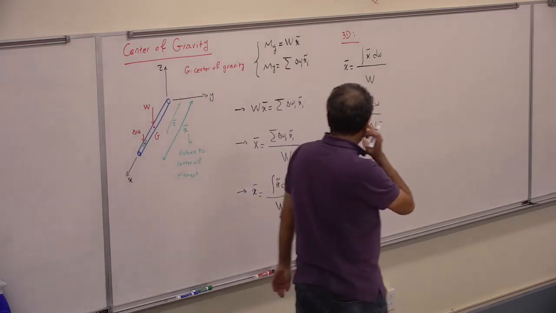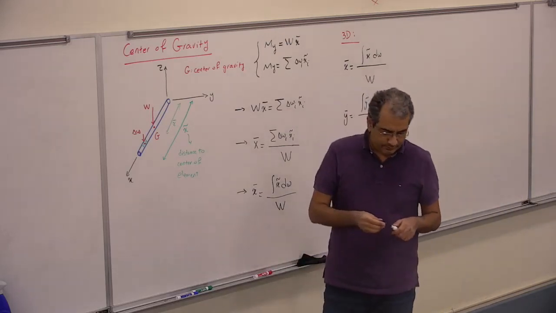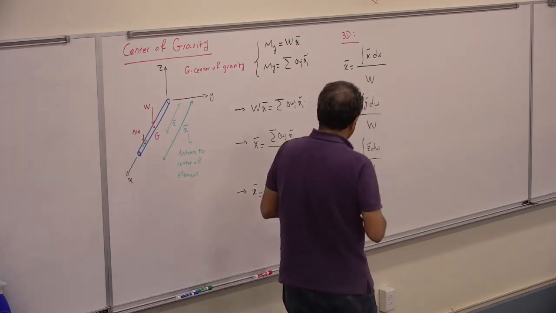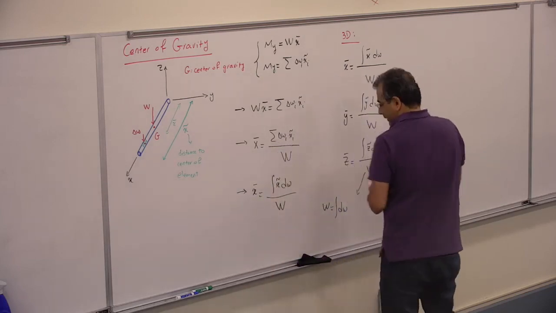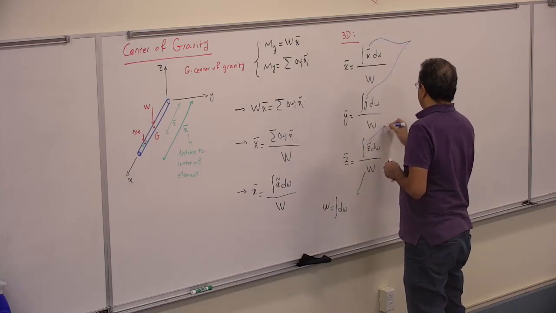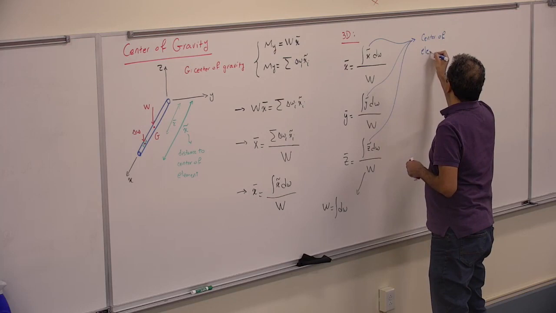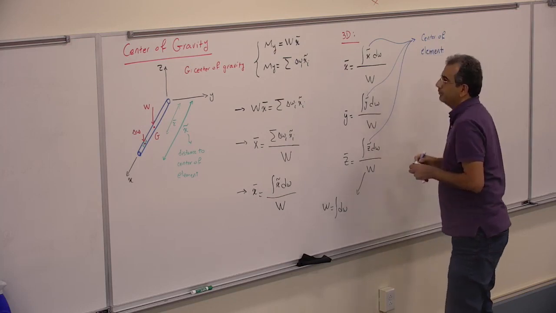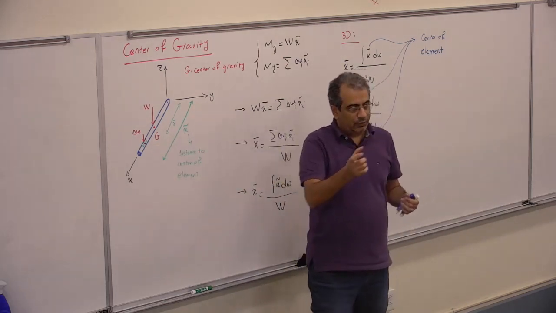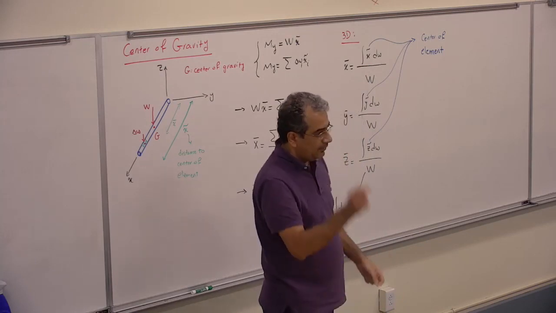The one point here is that x tilde, y tilde, and z tilde are the center of the element. That x tilde is the center of the element. So when we want to solve a problem, we have to assume an element, and x tilde, y tilde, and z tilde are the center of that element.